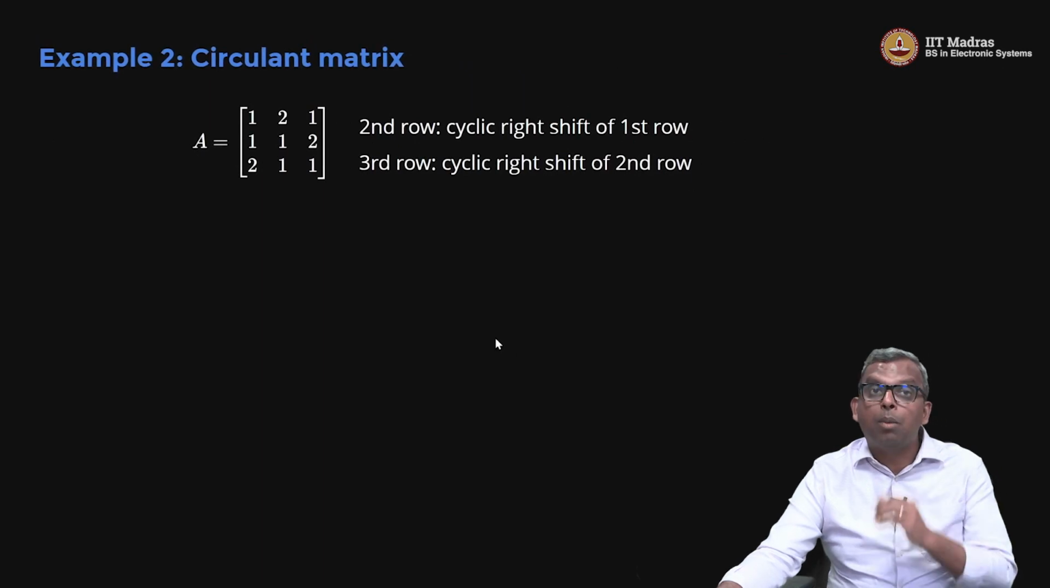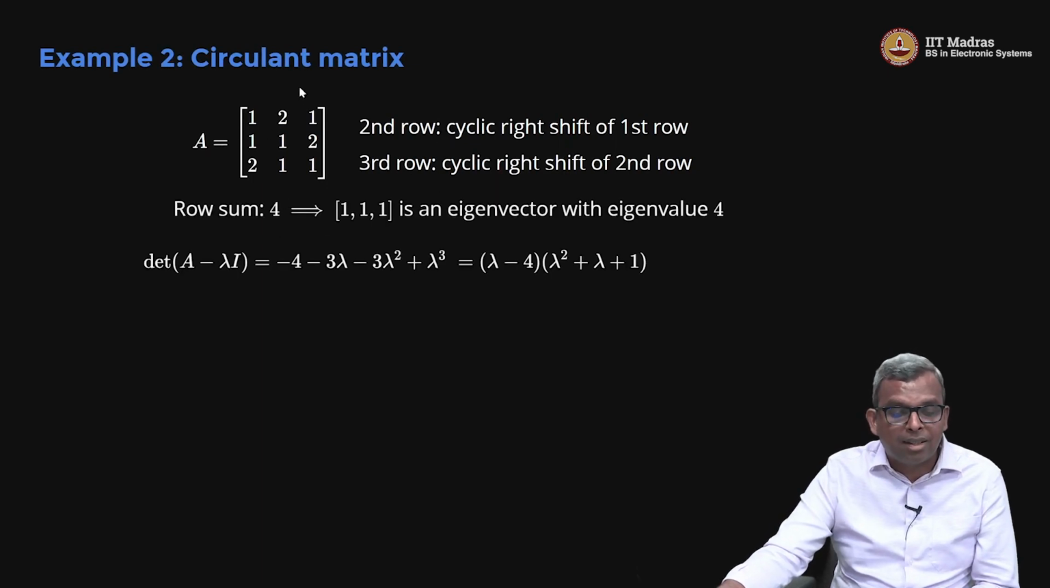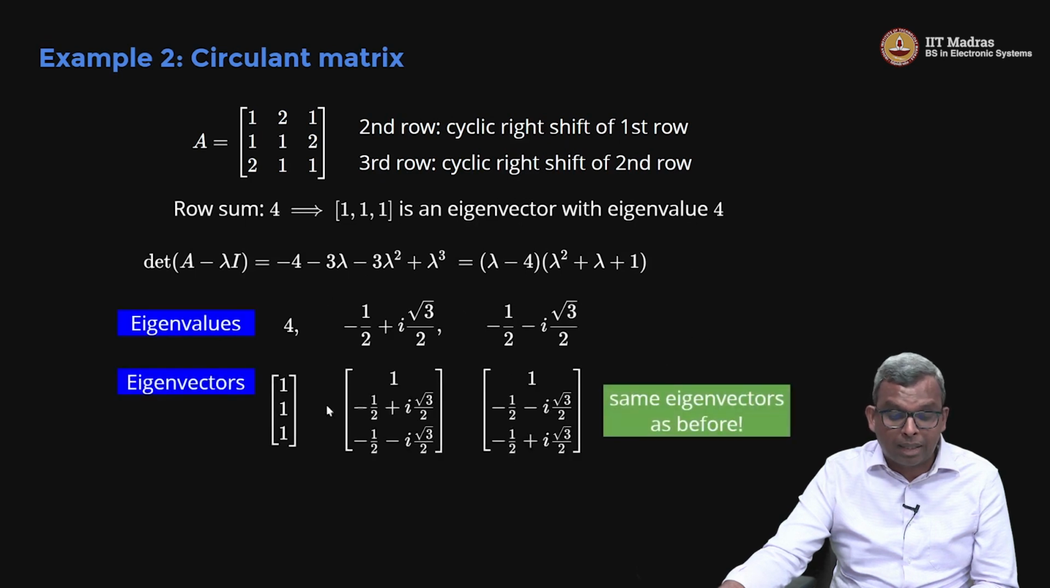So you did that. Here's one more example, another matrix. Instead of 1 0 1, I've made it 1 2 1, and after that it's still circulant. Notice something very interesting will happen. 4 again is an eigenvalue, with an eigenvector corresponding to it. You can go through the same thing, you will get some equation like this, and then you can find eigenvalues like this, and you will get the same eigenvectors.